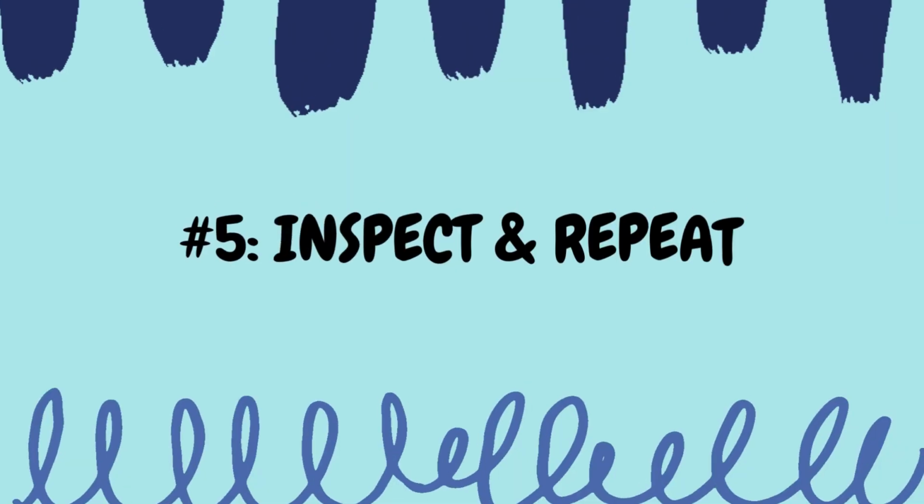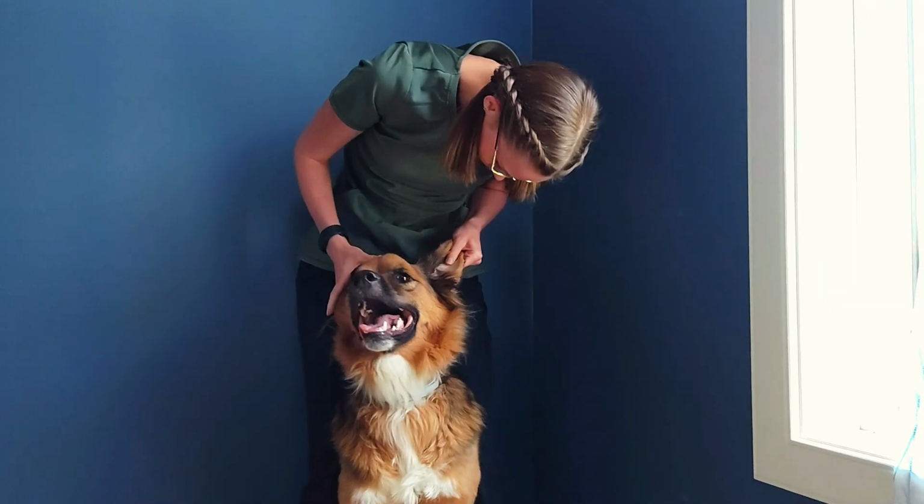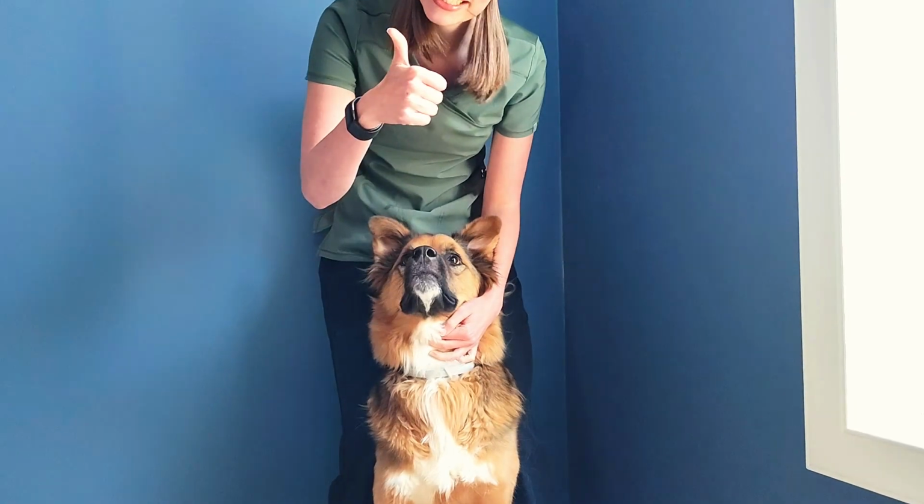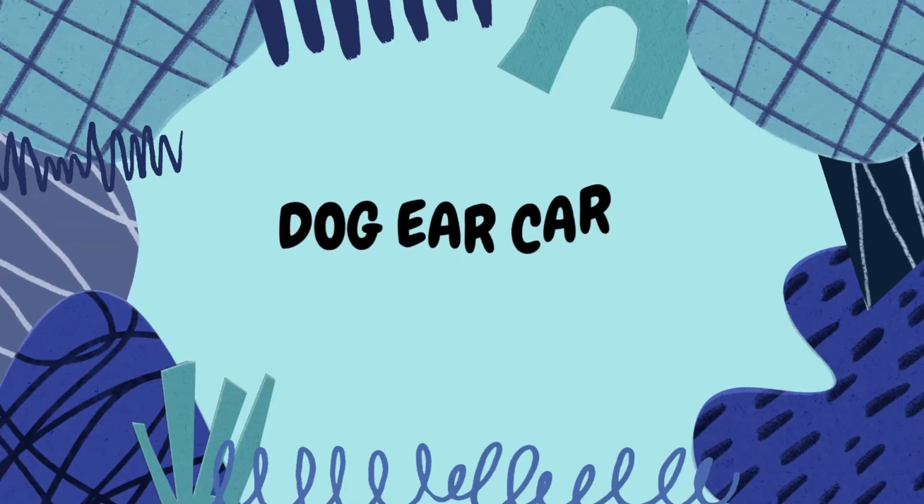Step number 5, inspect and repeat. Look for debris. If it's dirty, repeat those steps again. If it's clean, repeat the whole process on the other ear, ensuring that when you're done, both ears are properly dried. How often should we be doing this?